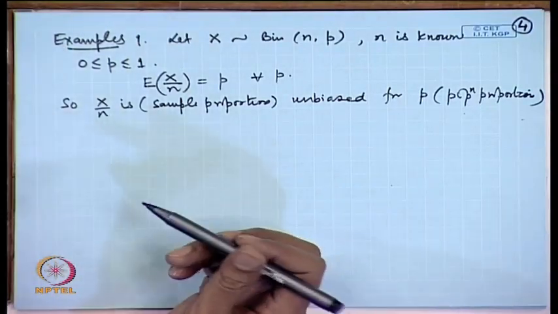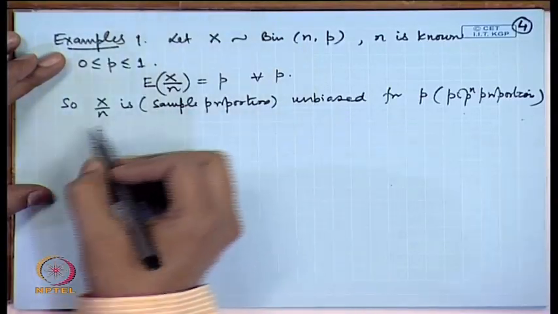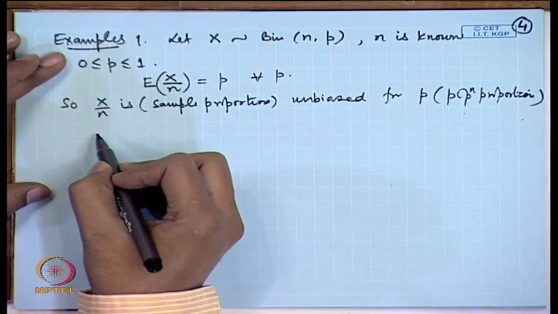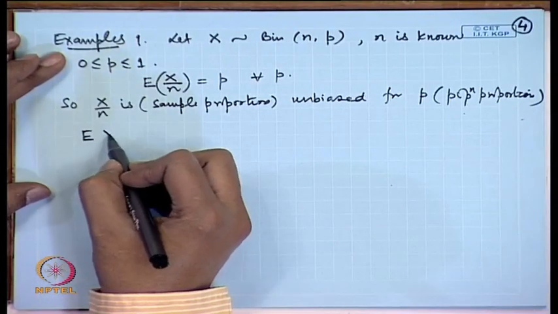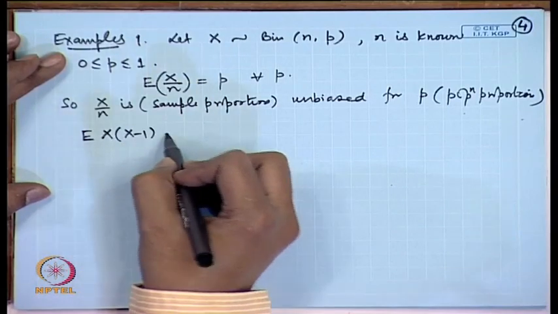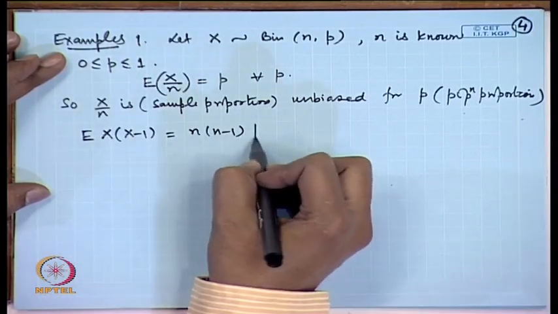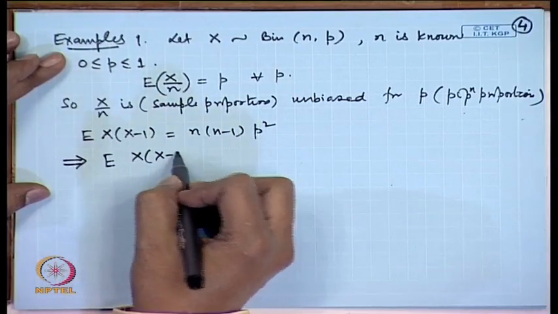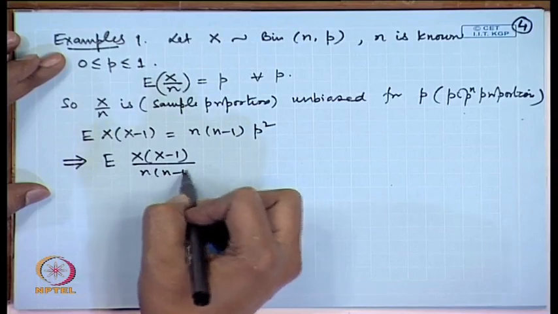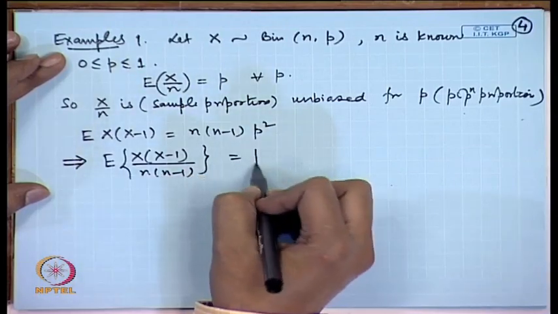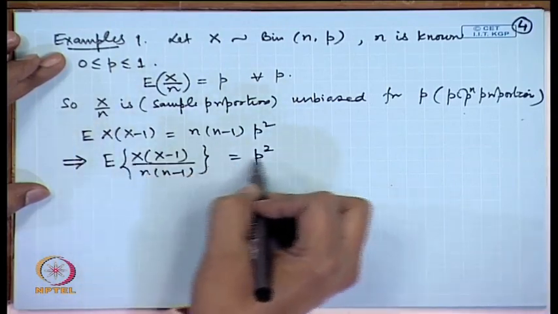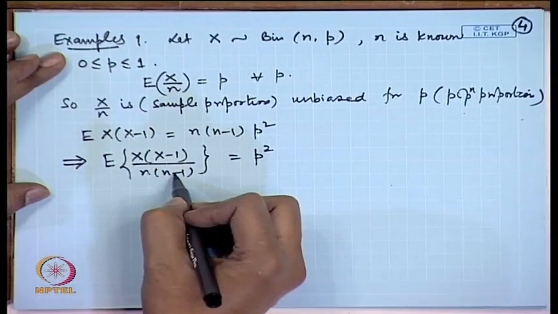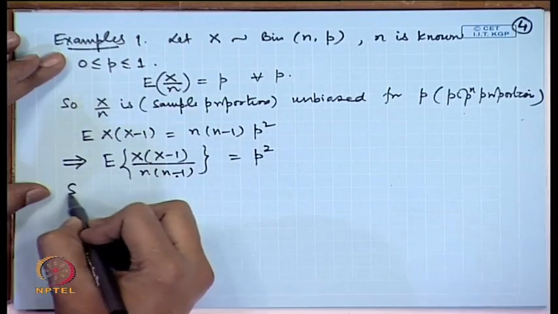Now, there may be a problem where we may be interested in estimating the squared proportion. So, we may be interested in estimating p square. Then we further notice the expectations here, expectation of X(X minus 1) is equal to n(n minus 1)p square. So, this implies expectation of X(X minus 1) by n(n minus 1) is equal to p square. So, unbiased estimate of p square is X(X minus 1) by n(n minus 1).